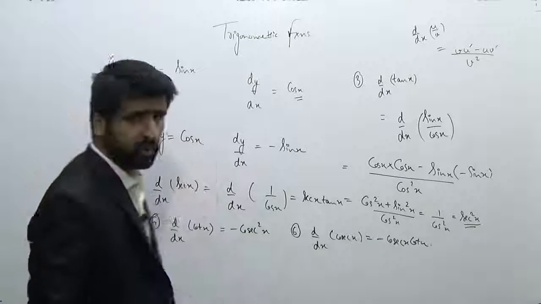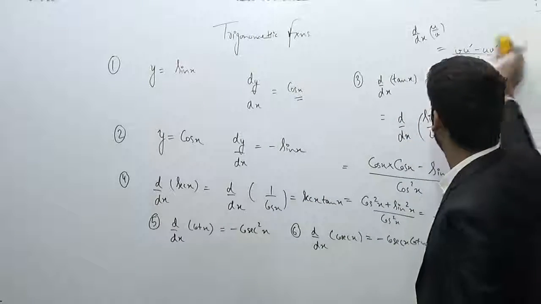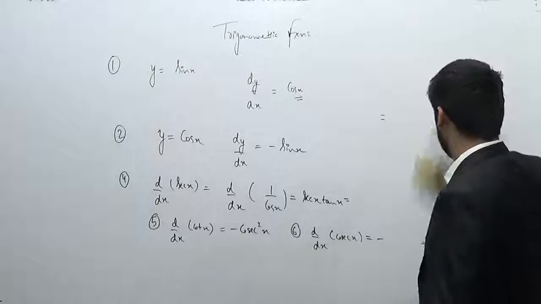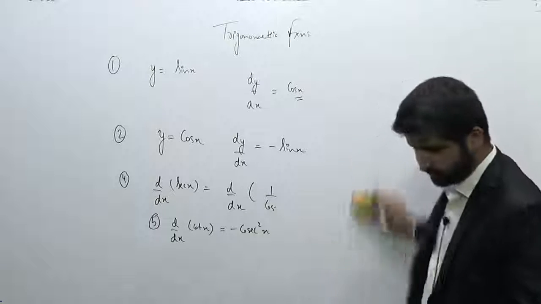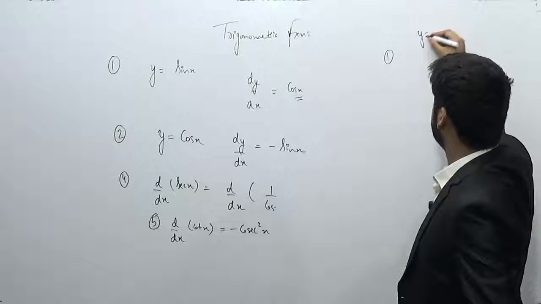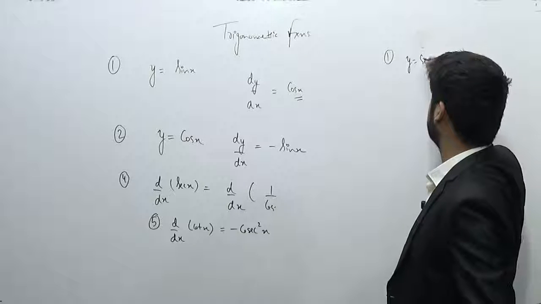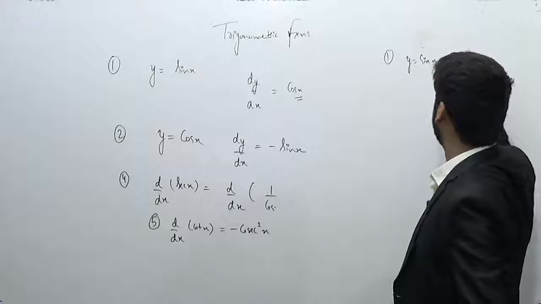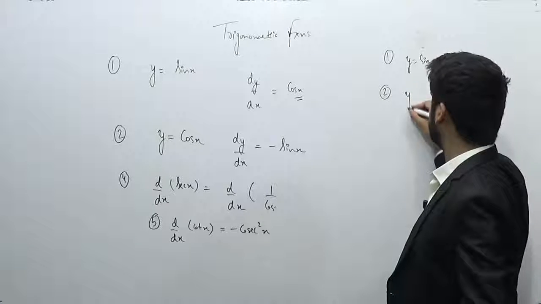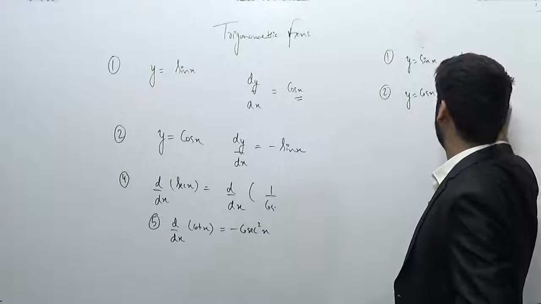So the derivations are not important, but all these results are very important. So I will write it down here. I will summarize what we have learned. The first one was, y is equal to sin x. So if y is equal to sin x, y dash comes out to be cos x. And if y is equal to cos x, y dash is equal to minus sin x.